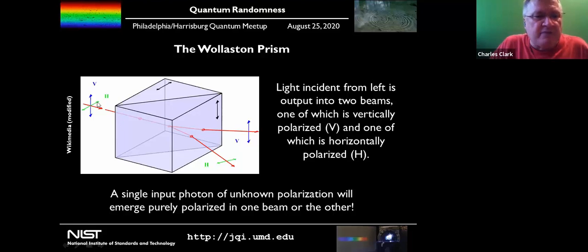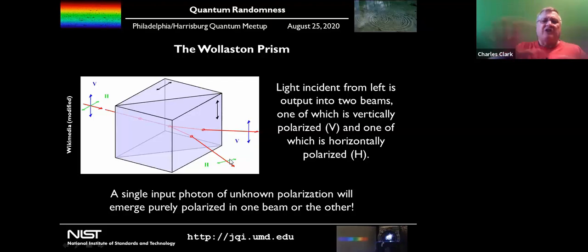If you take a beam of light that's coming in from the left here, we have a beam of light that's incident on this rear face of this crystal. And now let's say the photons in that light can be polarized in the horizontal direction or the vertical direction, or any other direction in the plane that's defined by the horizontal and vertical polarization vector. It goes through the Wollaston crystal, and what comes out are two beams, one of which is purely vertically polarized and the other of which is purely horizontally polarized.